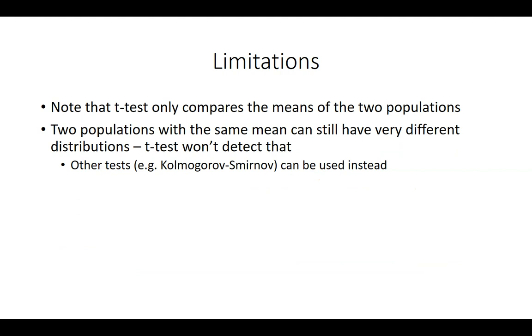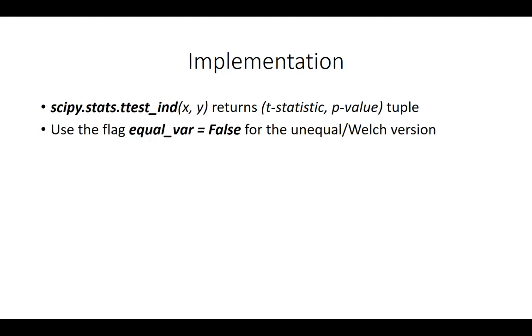OK, like we said, we only compare the means of the two populations, and they can still be different in different ways. And t-tests will not discover that. There are other tests which we can use, for example, the Kolmogorov-Smirnov, which we're going to talk about. But again, t-tests will only work for comparing means.